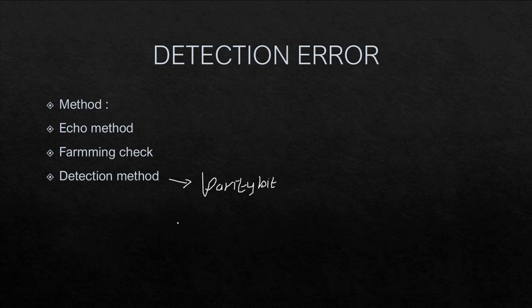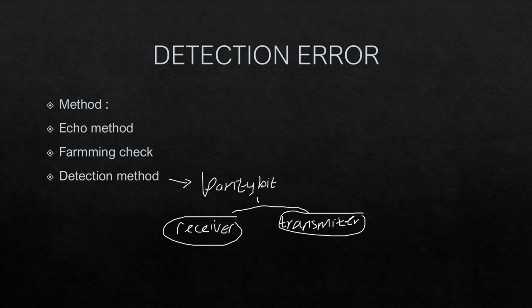For example, I have a receiver and I have a transmitter. I will send the data, but in bit form. For example, I have 5 bits. The data that has been sent must be the same as the data accepted by the receiver. If not the same, we can be sure that an error has happened. And the parity bit can be divided into two parts, which are even parity and odd parity.